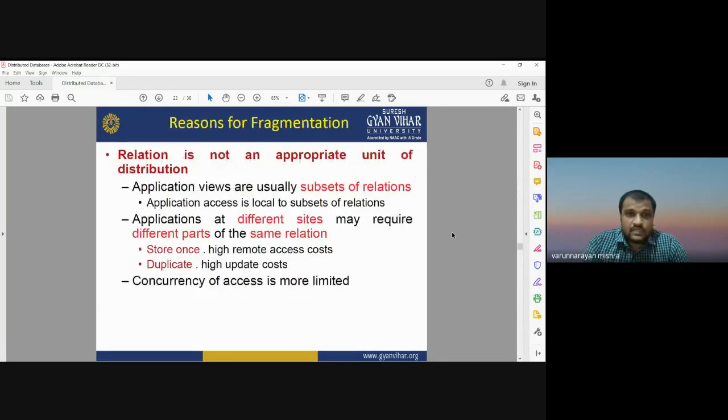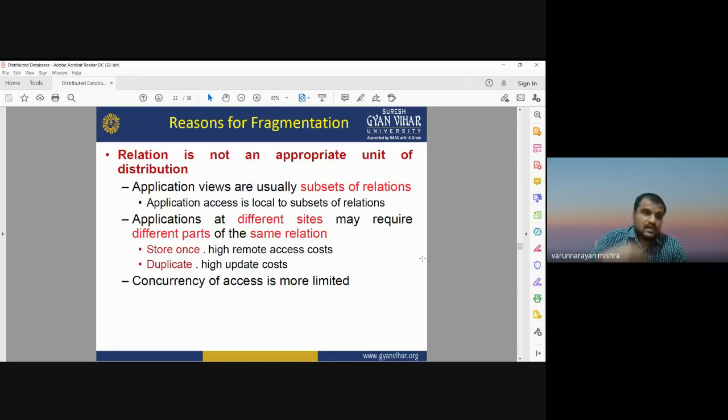Now, what are the reasons for fragmentation? Fragmentation is the distribution of the database into horizontal and vertical components. So what are the reasons for fragmentation? The relation is not an appropriate unit of distribution, and the application views are usually subsets of the relations. The application access is local to the subsets of the relation. The applications at different sites may require different parts of the same relation, that is stored at one site or duplicated. When stored at one site, we will have high remote access cost, and when duplicated, high update cost.